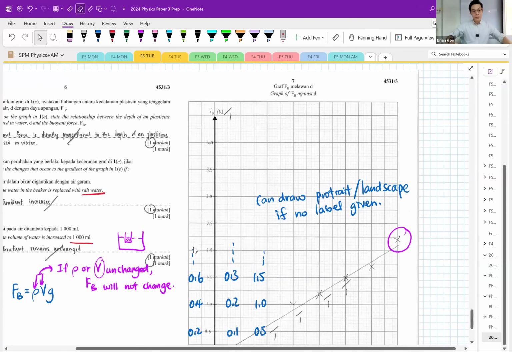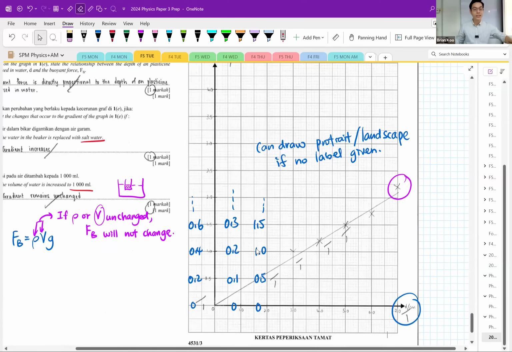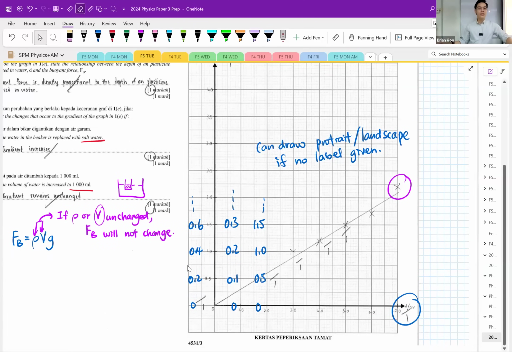Okay, that is the end of your Paper 3. I think this one is quite okay, chill. But you read a bit of other things. Read through the textbook also, maybe.